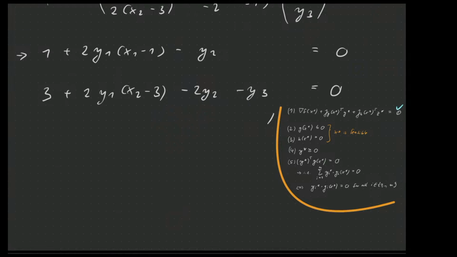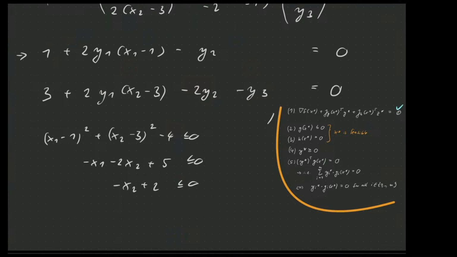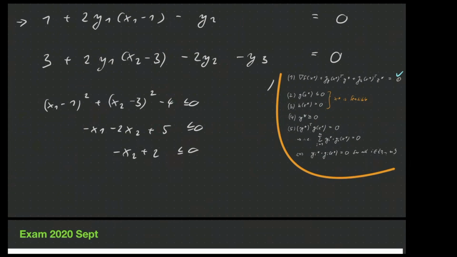Then, of course, we need feasibility constraints. Basically, that means let's just copy the inequalities once again. Those inequalities were, let's see, x1 minus 1 squared plus x2 minus 3 squared minus 4 is less or equal to 0, minus x1 minus 2x2 plus 5 is less or equal to 0, and minus x2 plus 2 is less or equal to 0. Right, so that's the inequality constraints. No equality constraints, so those are done as well.